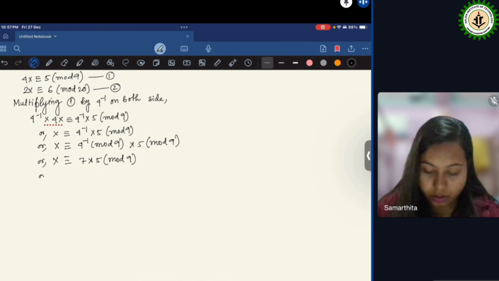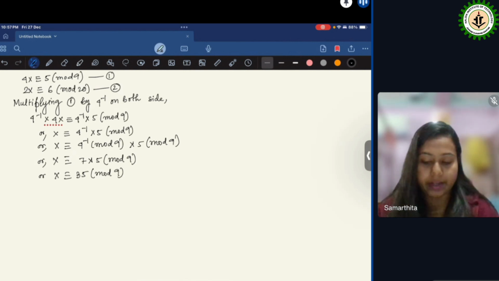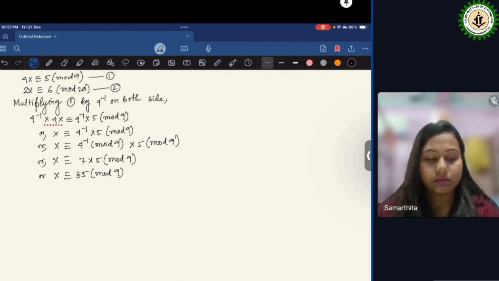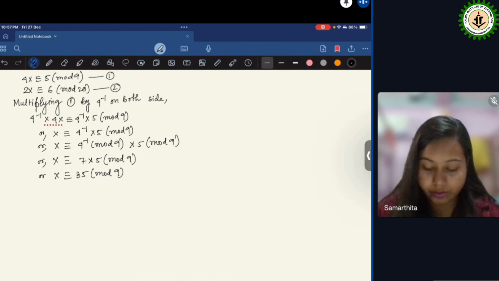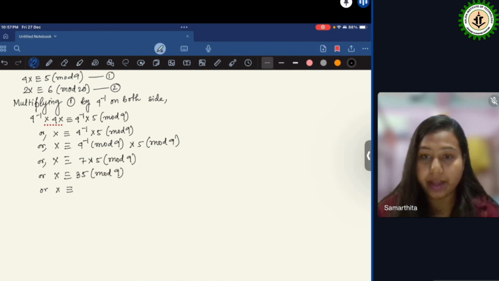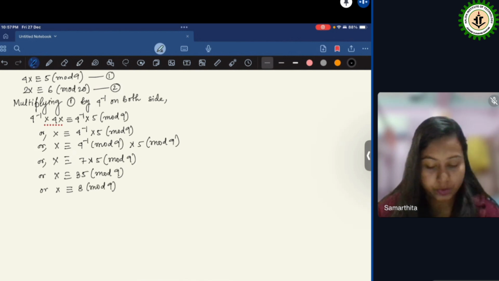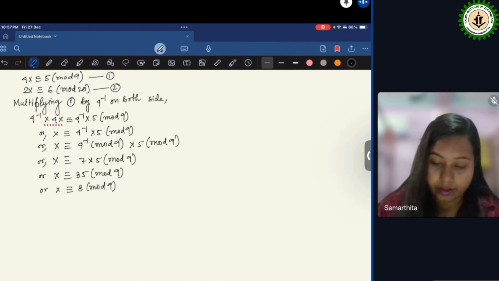Remainder as 7, or x congruent to 35 mod 9. So if we divide 35 by 9, then we will get the remainder. Means we will simplify this. Now we will be having the simplest form, right? So x congruent to 8 mod 9. Okay, so this is the refined form of equation 1.